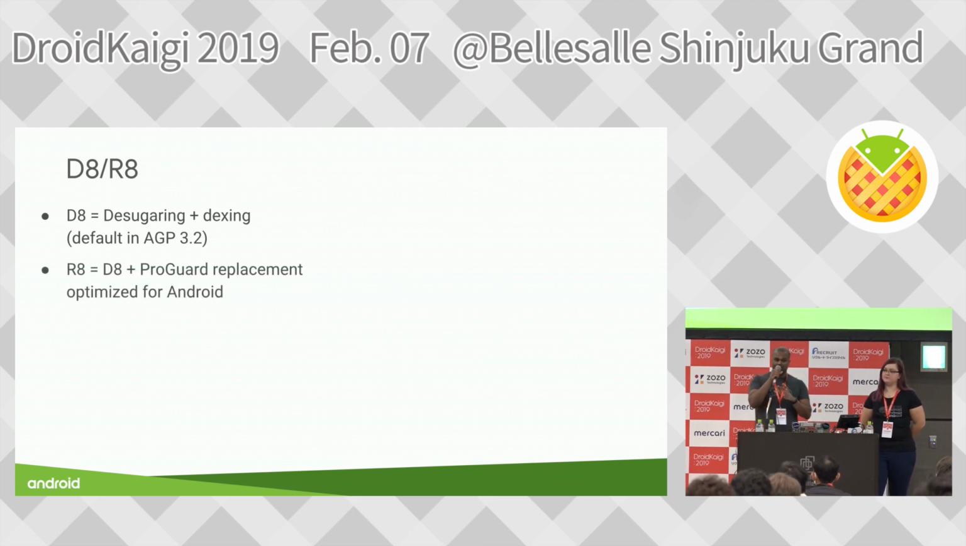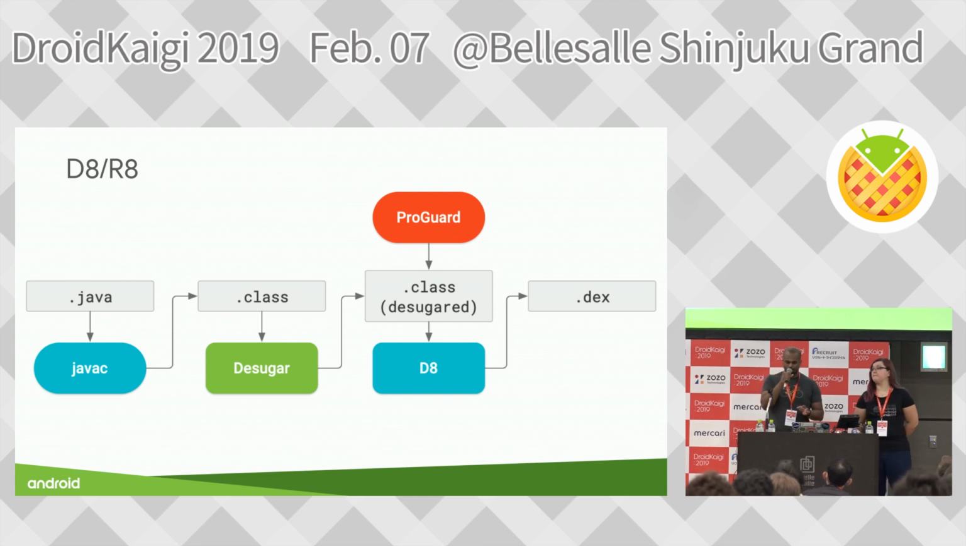R8, in fact, isn't a separate tool. It's just repackaging D8, but adding a replacement. So let's take a look at what that actually looks like. So this is before 3.2. Javac would first run to compile your classes. Then desugar would run on those classes to rewrite your Java 8 language features. And then ProGuard would kick in to shrink, obfuscate, and optimize. And then finally, D8 would run to compile your classes to DEX files that can run on the Android platform.